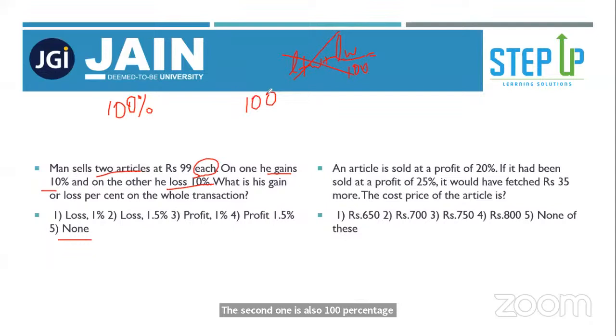A man sells two articles at 99 each, on which he gains 10 percentage, and on the other he loses 10 percentage. So he's selling it for 99 each. So he brought it for 100 percentage each. Is that correct? That means this is called as my cost price.